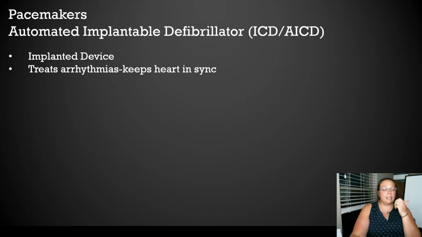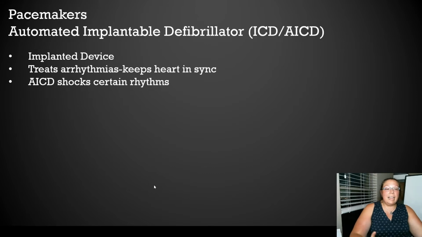So those are two reasons that we would give a patient a pacemaker. There's arrhythmias, like they're bradycardic, they have a certain heart block, and it also keeps the ventricles in sync when the patient's heart is enlarged from heart failure. Now, an AICD will shock the patient during certain rhythms. For example, if the patient goes into sudden VTAC or VFib, after a certain number of beats, it will shock the patient.